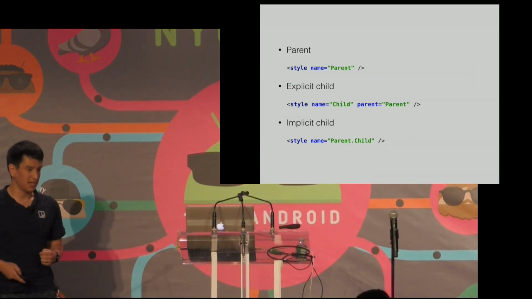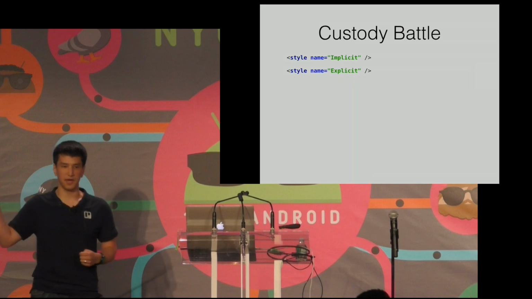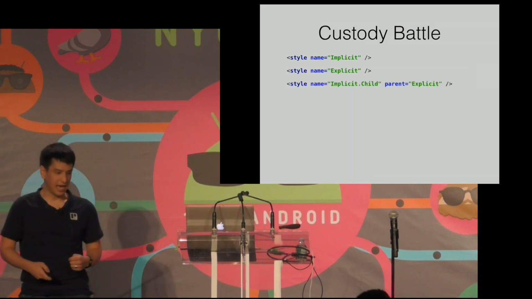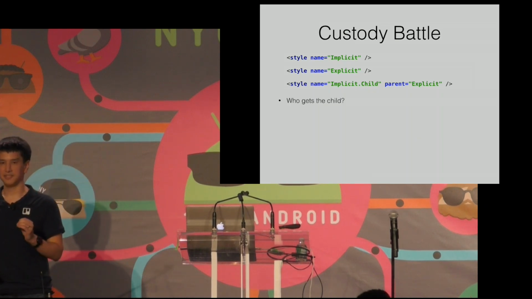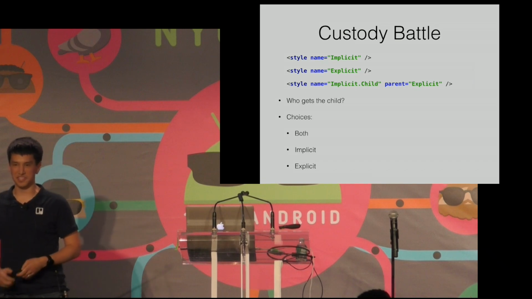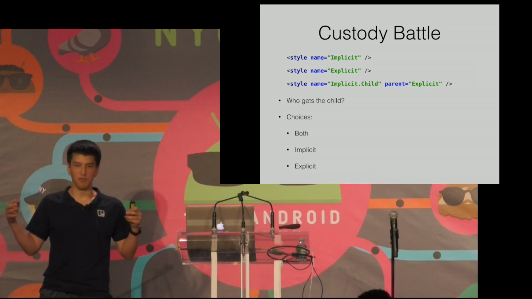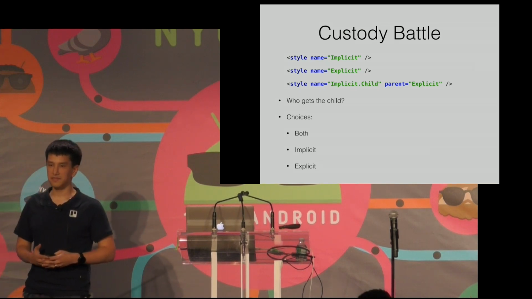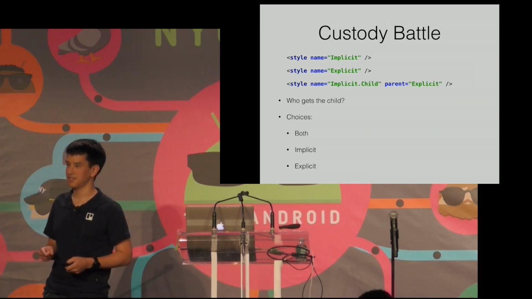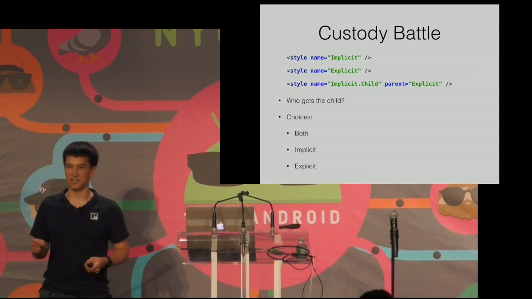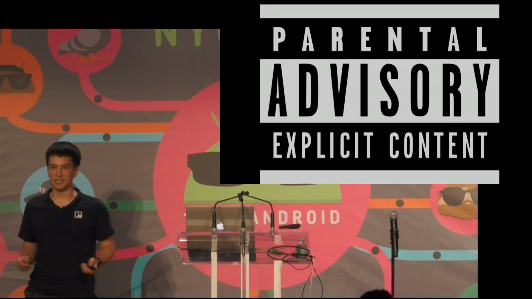So then the interesting topic comes up, which is what happens in a custody battle. What happens if we have 2 different parents, one called implicit and one called explicit, and we have a child that uses both? Who gets the child? Who gets custody? And we have 3 options here. And I want to see a show of hands. Who thinks that both of them will merge their attributes onto the child? All right, a few people. Who thinks the implicit parent gets the attributes? And who thinks the explicit parent gets all the attributes? All right, we've got a smart crowd here. It is the explicit parent that gets all of the attributes.